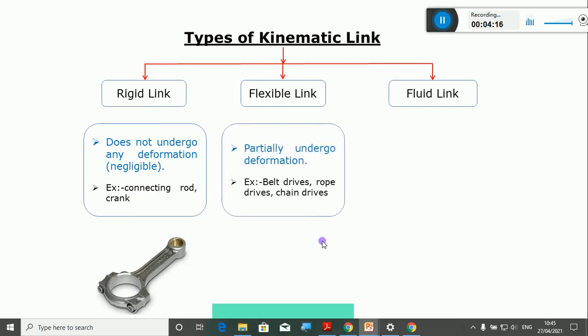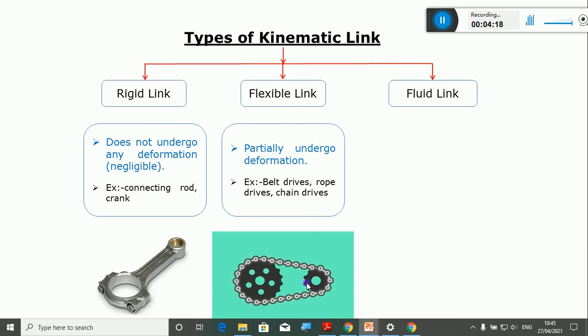The second one is a flexible link. When you consider a chain drive, belt drive or rope drive, it will undergo partial deformation while transferring the force or the motion from one point to another. Such links which undergo partial deformation, we call flexible links. Examples: belt drives, rope drives, and chain drives.